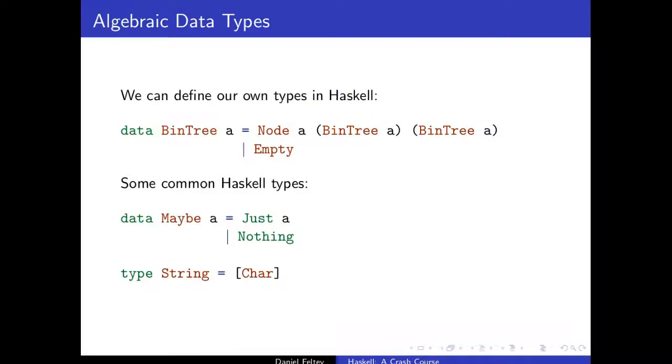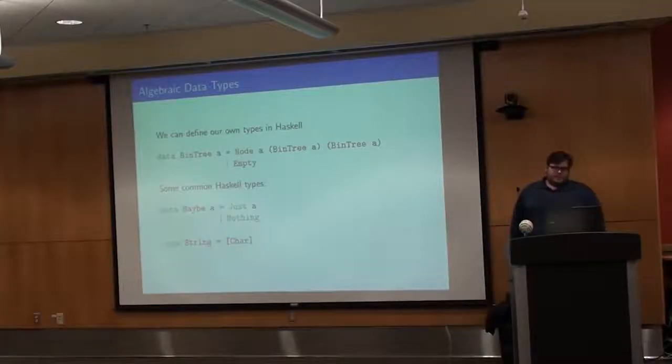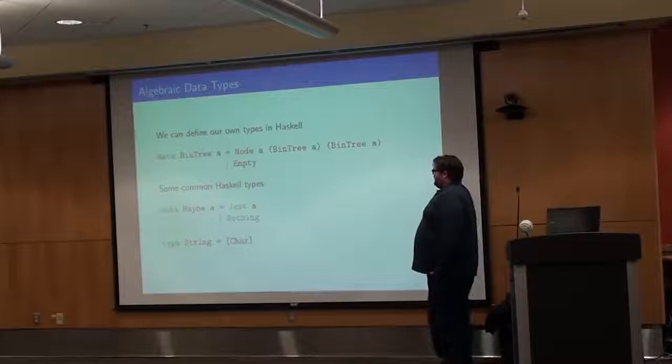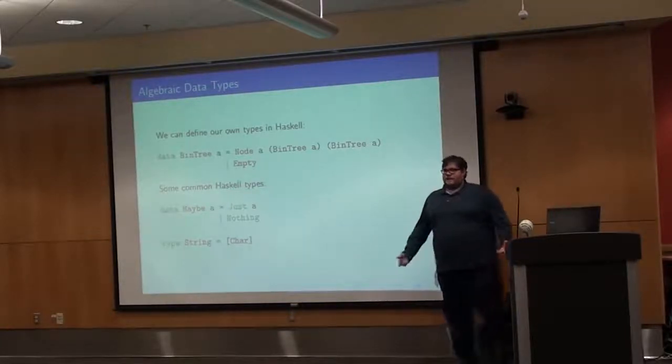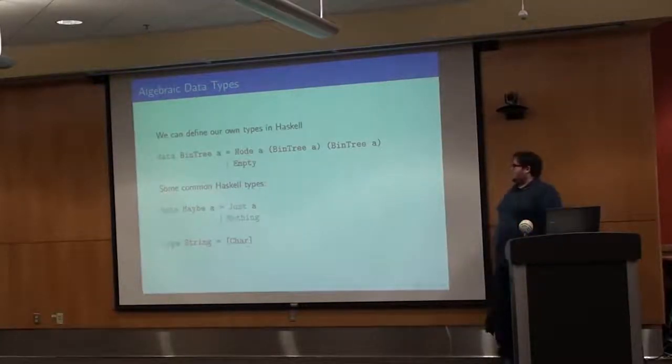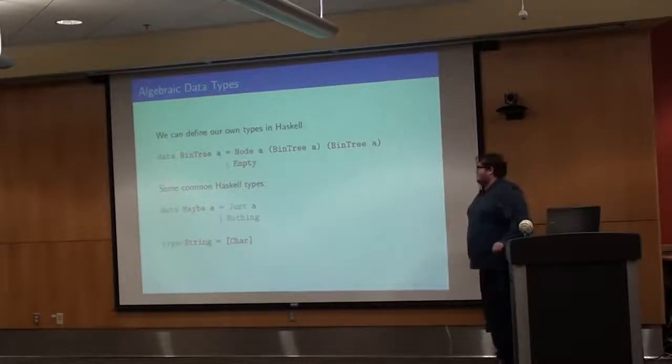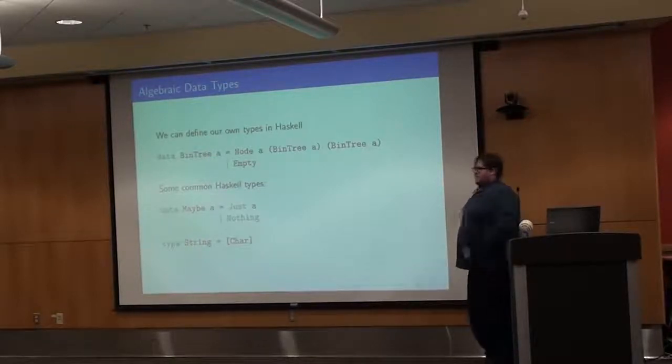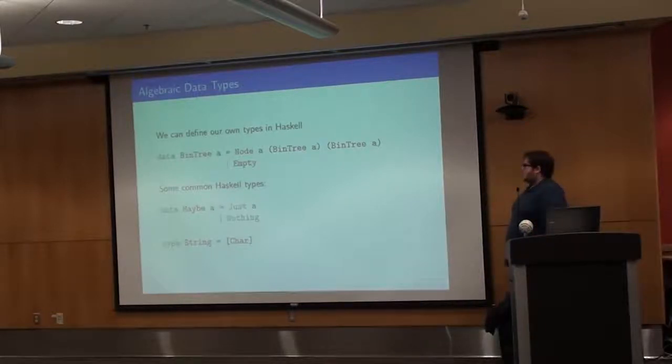Okay, algebraic data types. We can define our own types in Haskell. So we can make a binary tree super easily. We write data BinTree a, and Node is our constructor. Here's where we've got parametric polymorphism going on. The a represents some type. We don't know what it is yet. I should have given an example of actually instantiating this, but we could replace a with any concrete type, like an int or a list of ints or anything. Basically we've got a node which has a value a and a left tree and a right tree, or it can be empty.